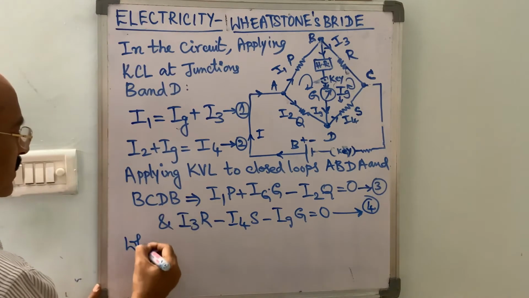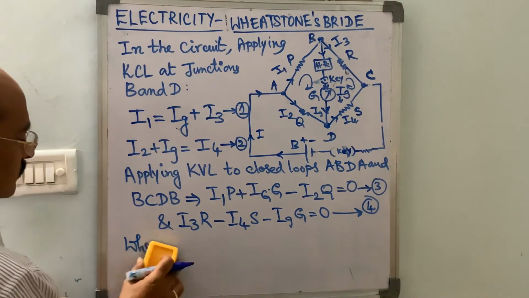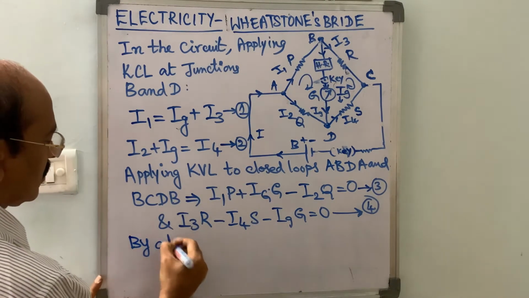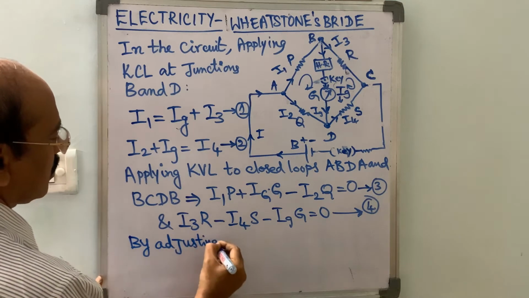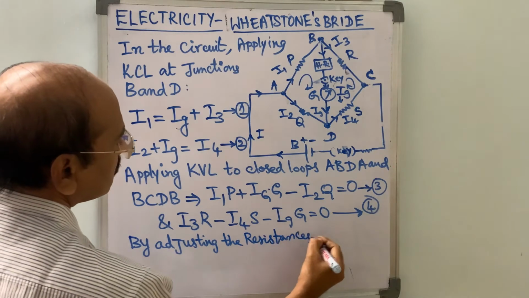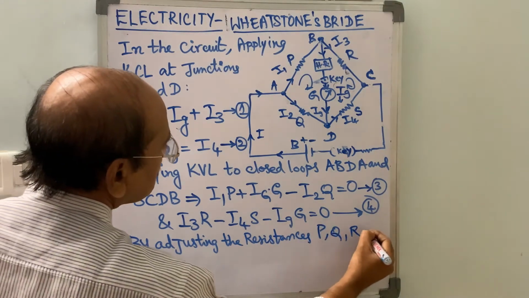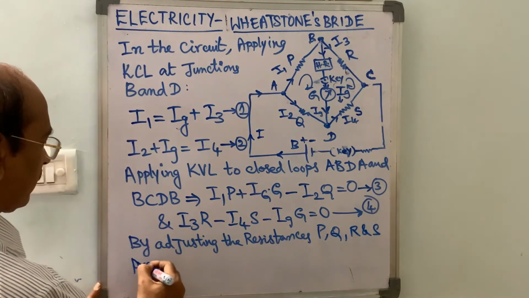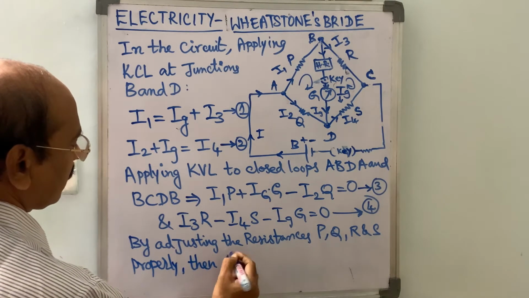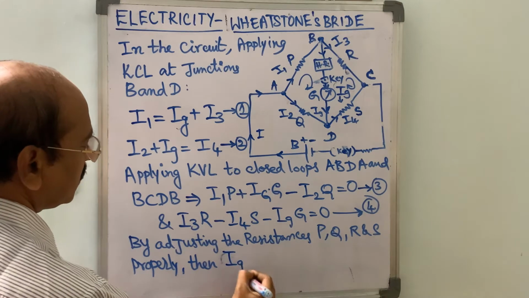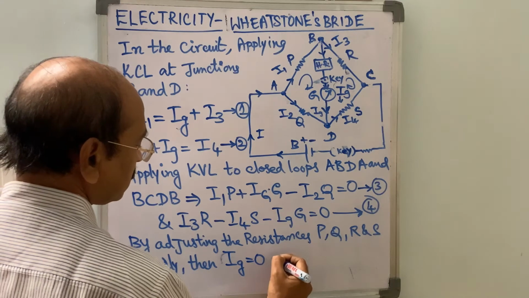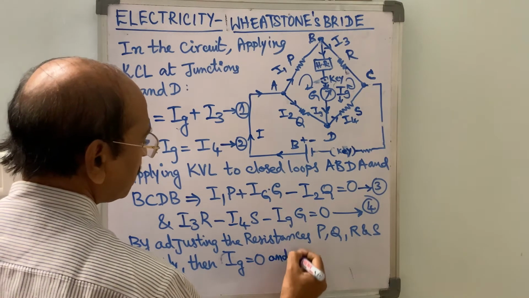When the bridge is balanced by adjusting the resistances P, Q, R, S properly, then Ig, the current flowing through the galvanometer, becomes 0. Ig equal to 0. Then the bridge is said to be balanced.